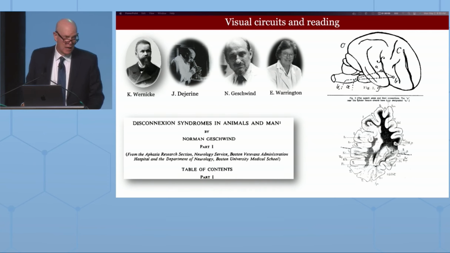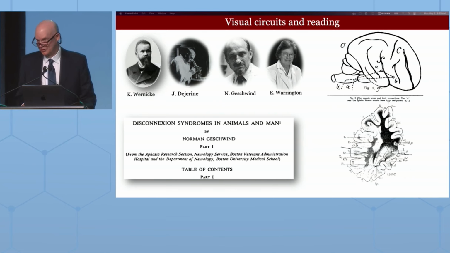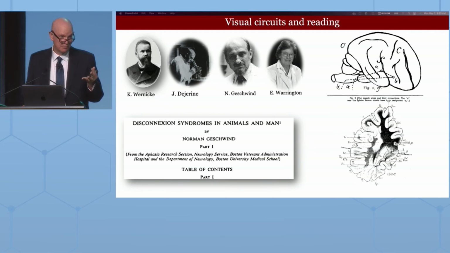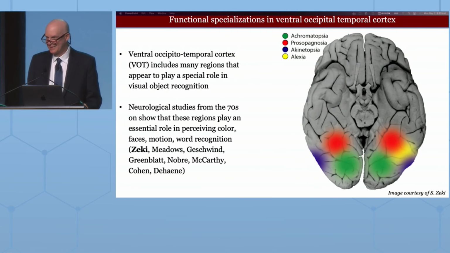Jules Dejerine built on this with cases of reading and reading disorders that he and Wernicke actually conflicted about. Geschwind brought these back, and Elizabeth Warrington studied many cases like this. And so we walked into a field where people were thinking about connections. I have to say, when I first started looking at reading, the folks in the reading community largely said, well, what does vision have to do with reading? I mean, it's just not important there. So that was an interesting experience, but more about that later.